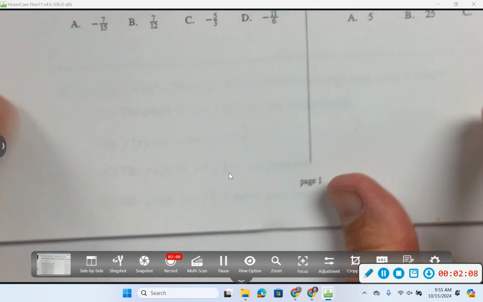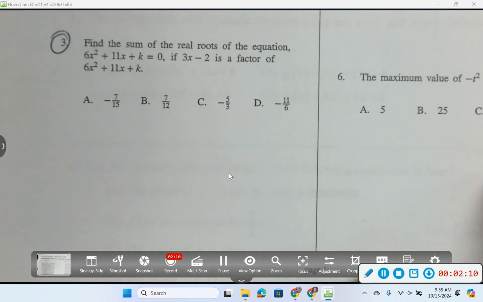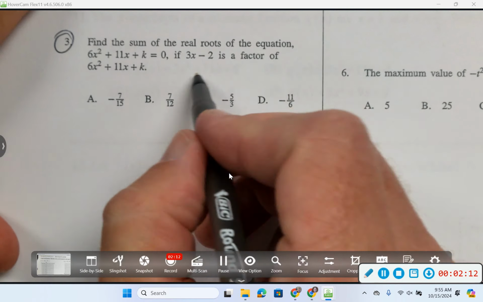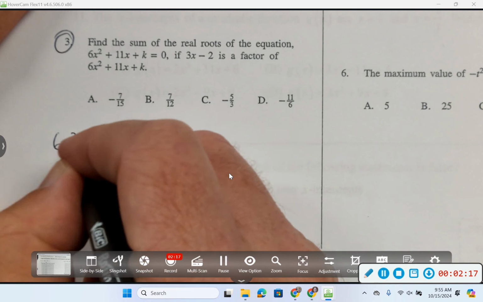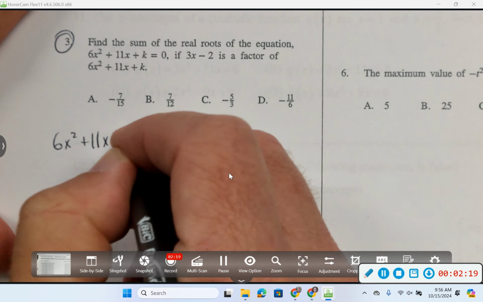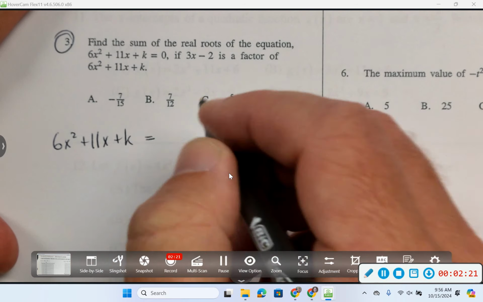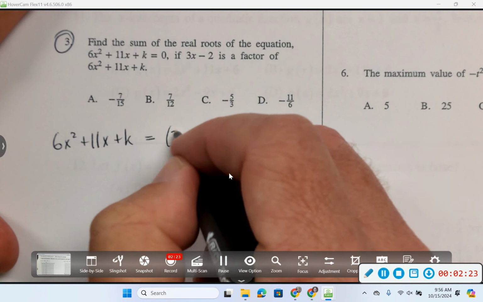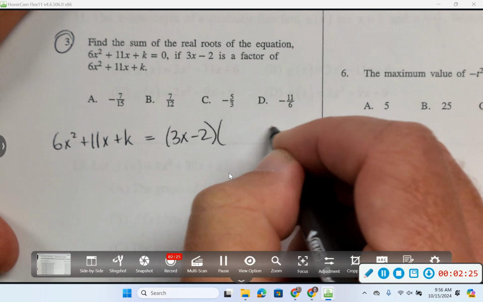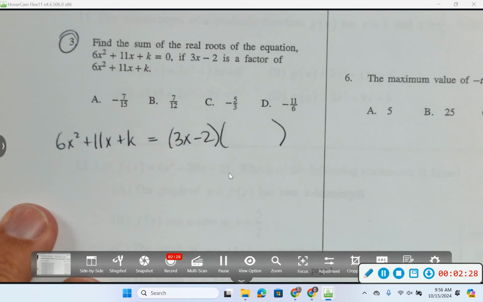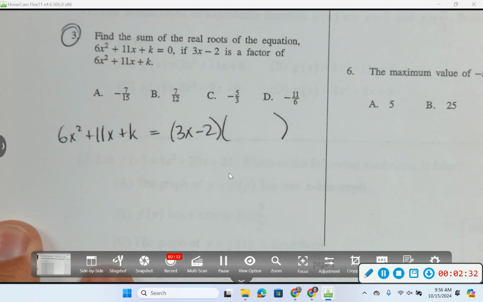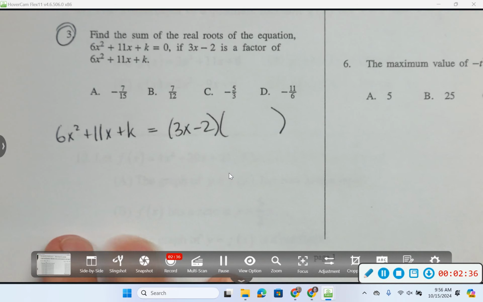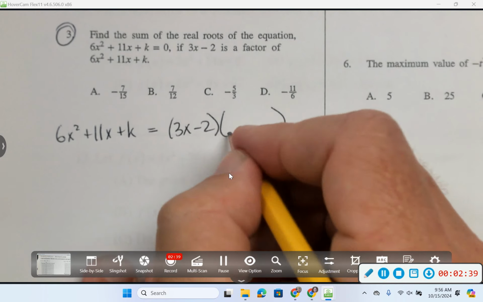Number 3. Find the sum of the real roots if 3x minus 2 is a factor of this thing. Okay, this is going to be interesting because I'm supposed to factor this as 3x minus 2 and some other factor that's supposed to land me at this thing. Okay, switch to pencil because I'm going to be guessing and checking maybe.